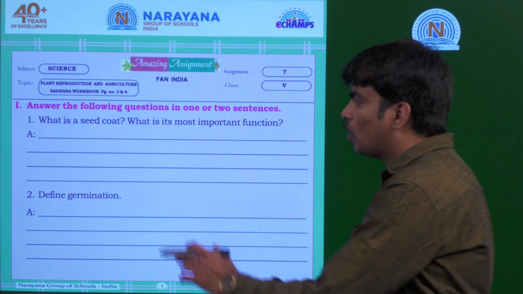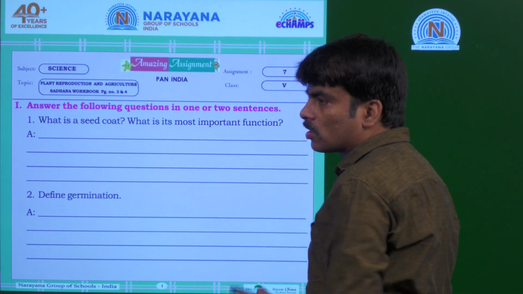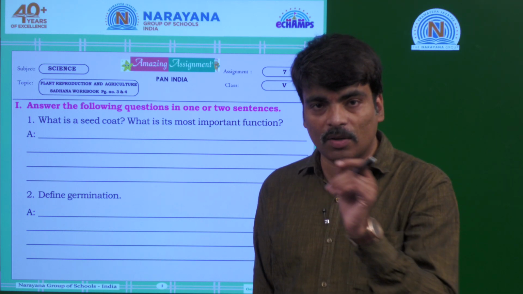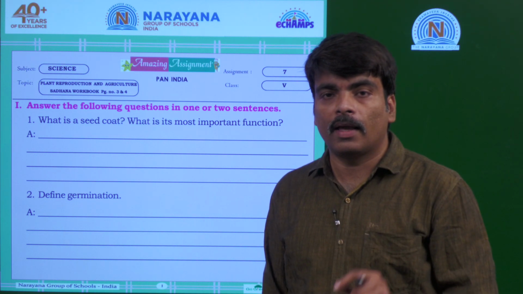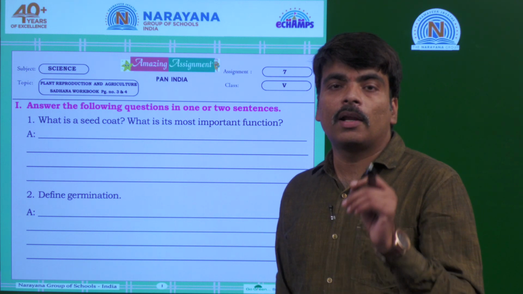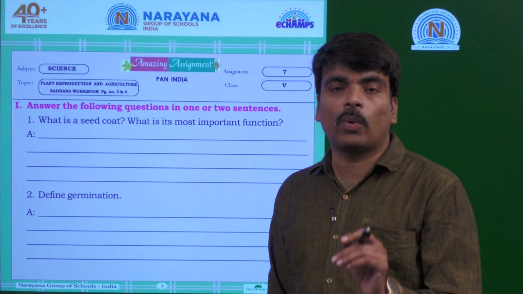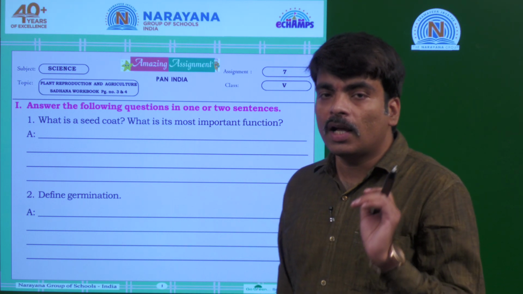The first question: what is a seed coat? What is its most important function? If you take a seed, it is covered by a layer outside it, which we can peel out. That is called the seed coat. What does it do? It will protect the seed and the baby plant present in it, and also supplies the required air and water to the baby plant. So this is our answer.